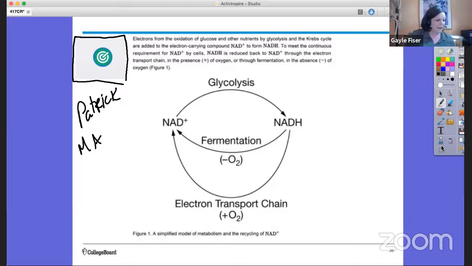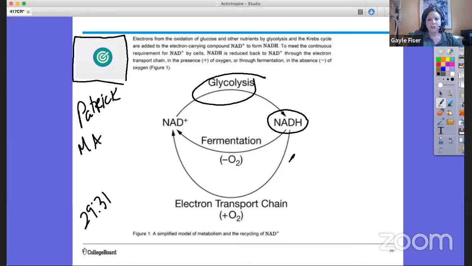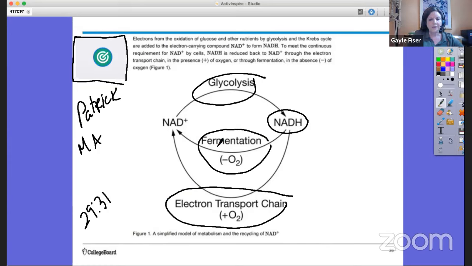So let's start. And I want to do something: I want to write down what my timer says right now. Okay, so I'm looking at my diagram. I see I have glycolysis, and we're producing NADH. I use it in the electron transport chain when I have oxygen, and I use it in fermentation when I don't have oxygen. The end result of using the electrons from the NADH is that I get NAD plus to go back to glycolysis.